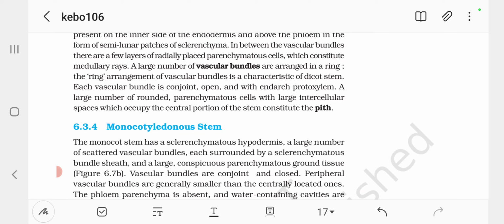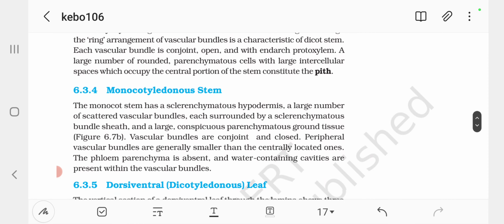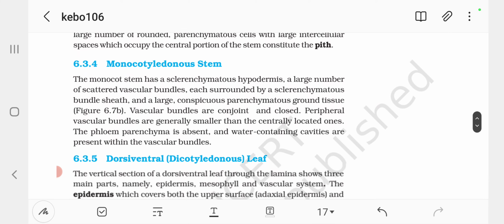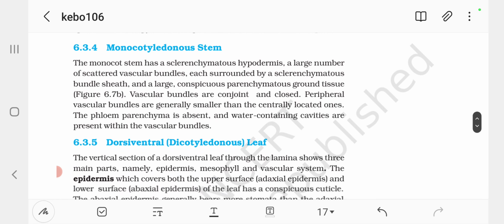A large number of vascular bundles are arranged in a ring. The ring arrangement of vascular bundles is characteristic of dicot stem. Each vascular bundle is conjoint, open, and with endarch protoxylem. A large number of rounded parenchymatous cells with large intercellular spaces, which occupy the central portion of the stem, constitute the pith. 6.3.4 Monocotyledonous stem.